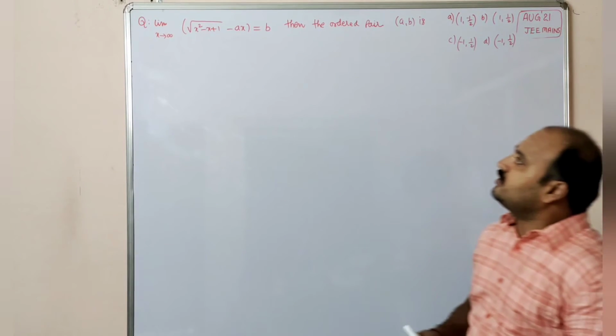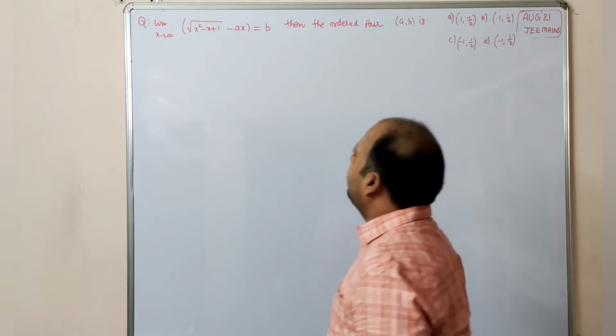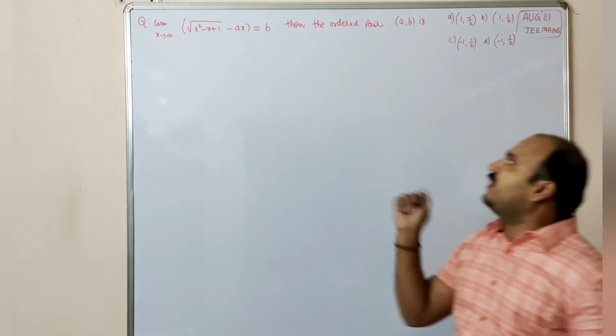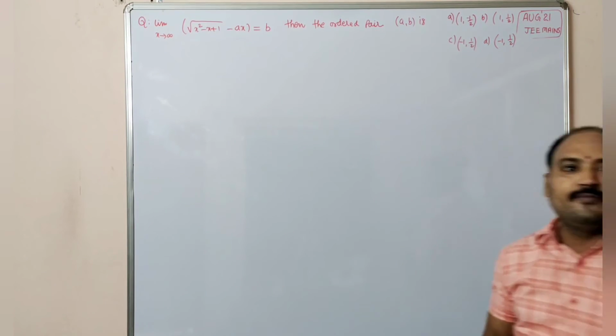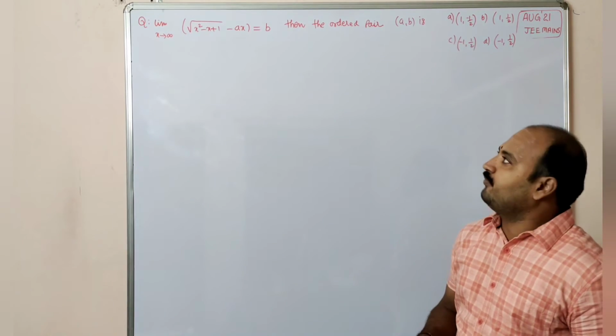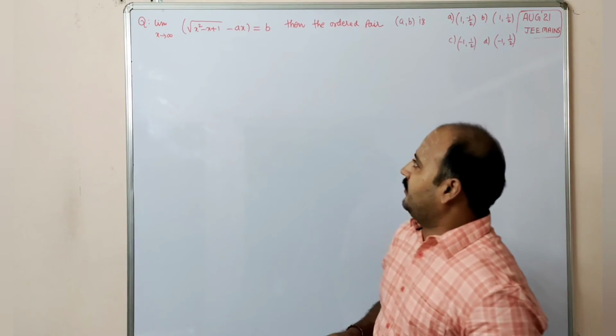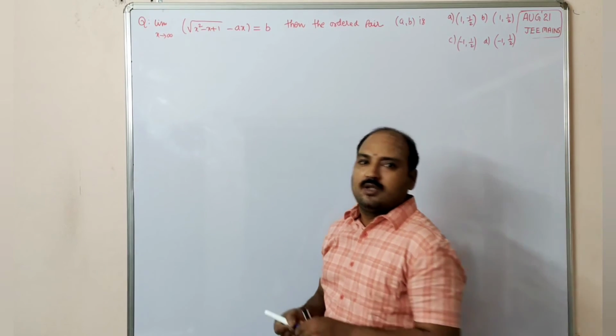Next question, dear students. Limit x tends to infinity of square root of x square minus x plus 1 minus ax equal to b. Then the ordered pair a comma b is, these are the given options. Now we will move to the solution. How to do that? As x tends to infinity, this limit value is equal to b, that means some finite value.